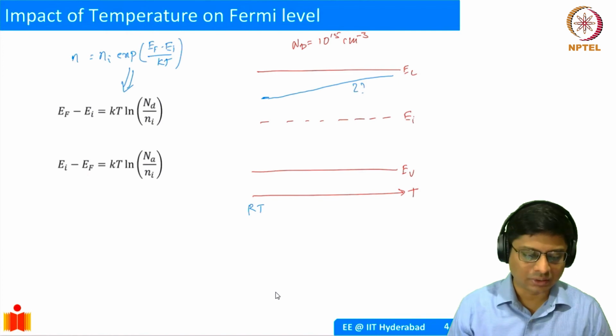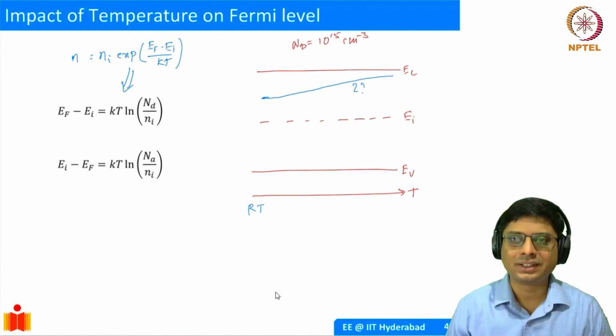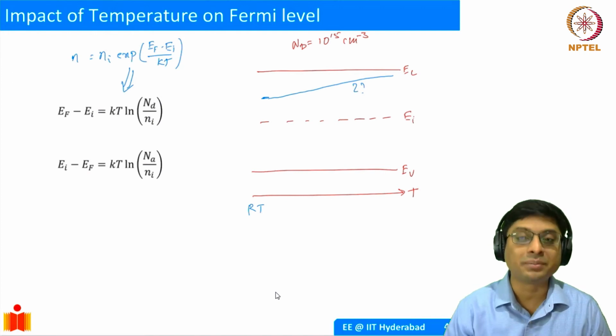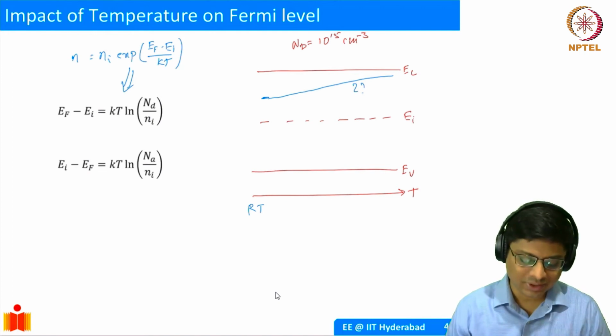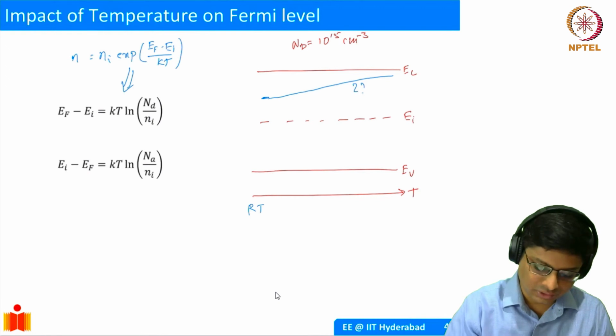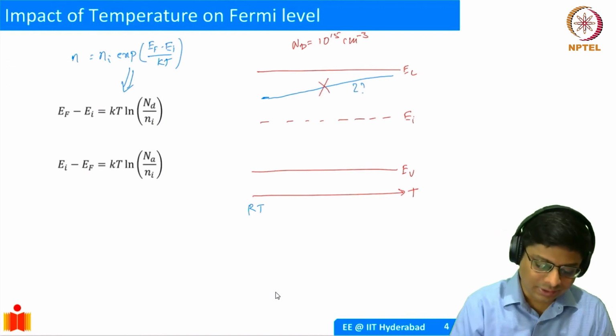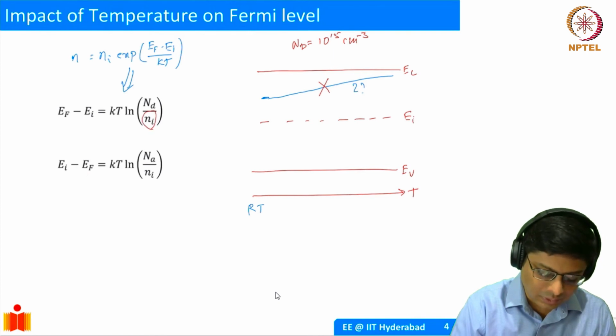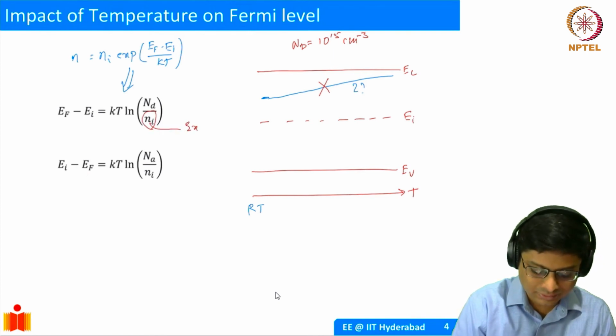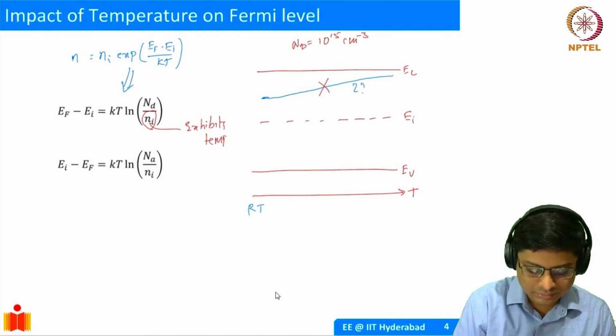Okay. So now, what will happen to the doping density as you change the temperature? Or rather, what will happen to the Fermi level as you change the temperature? Well, what I have shown here, this is wrong. It won't happen like this. The reason is Ni also exhibits temperature dependence.